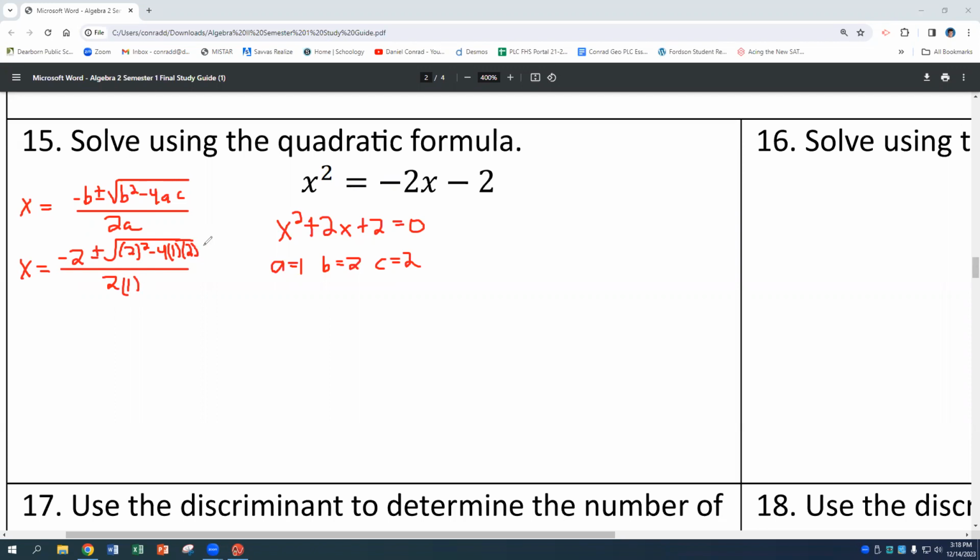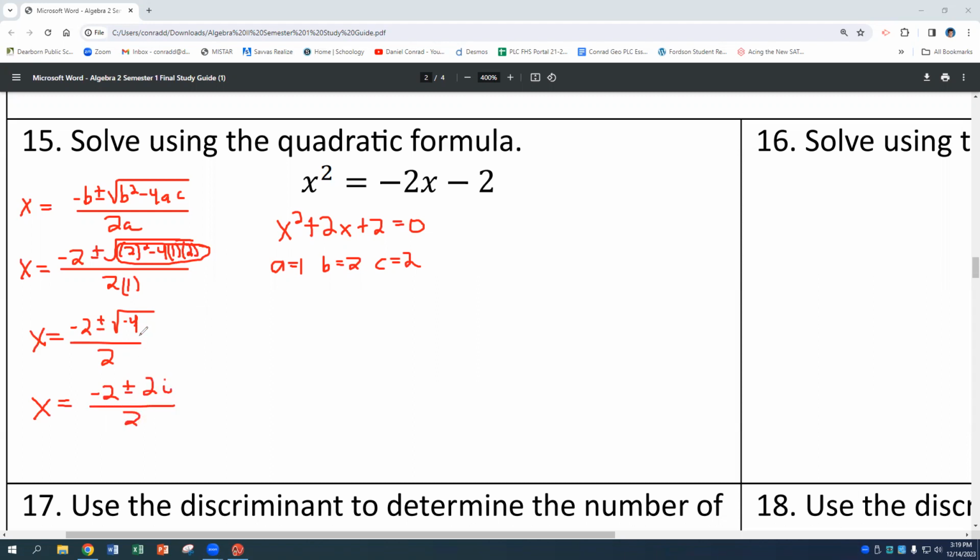All right, put all of this right here in your calculator at once would be fine, but you should get 4 minus 8, which is negative 4. So we get x equals negative 2 plus or minus the square root of 4 minus 8, which is negative 4. So it should be negative 4 over 2. All right, so that's going to give me negative 2 plus or minus 2i over 2.